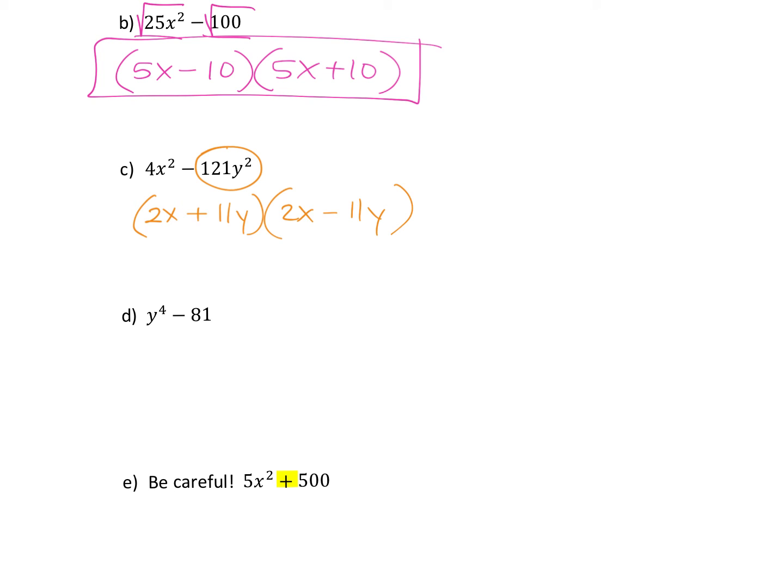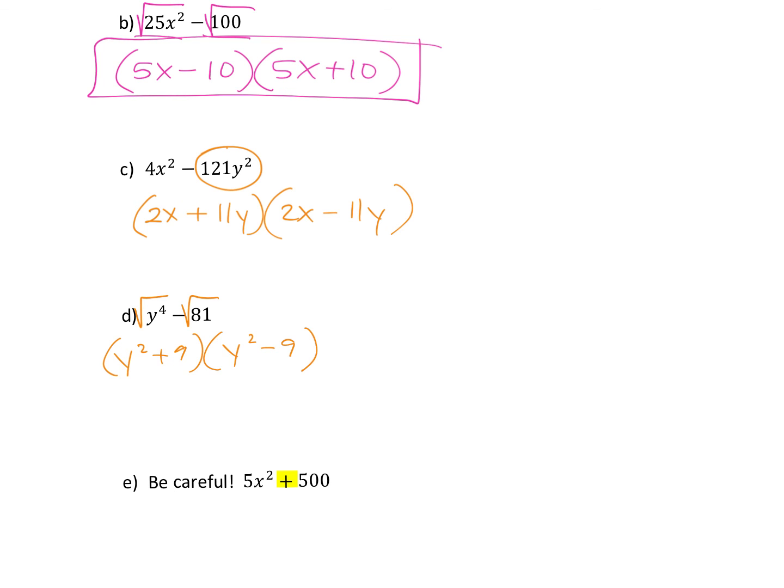Okay, so think about difference of squares, right? These are both perfect squares. If I square root and square root, I get y squared plus 9 times y squared minus 9, right? Okay, that's not the answer, because you still have squares. There's still a difference of squares. Do you see it?